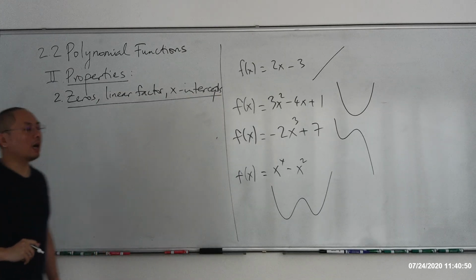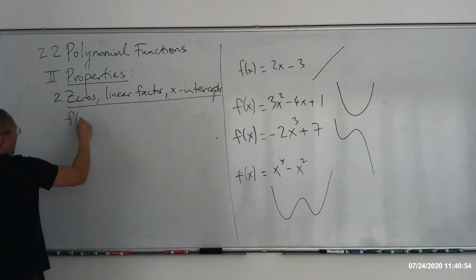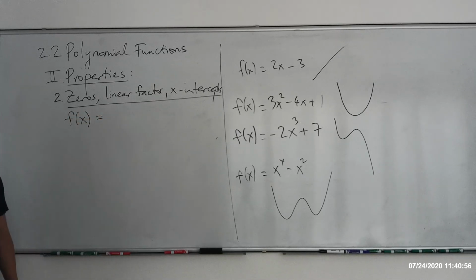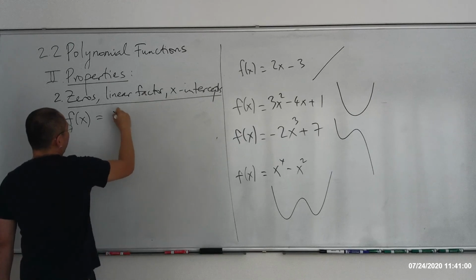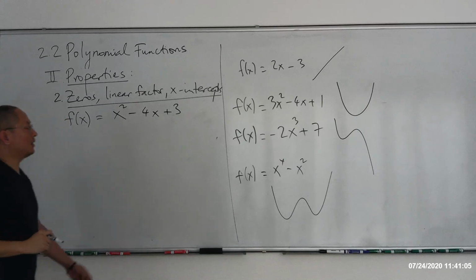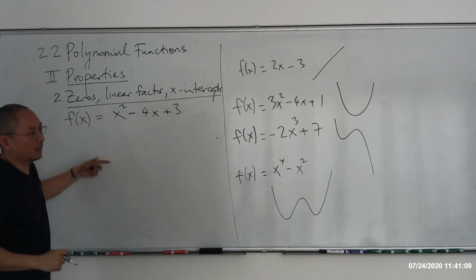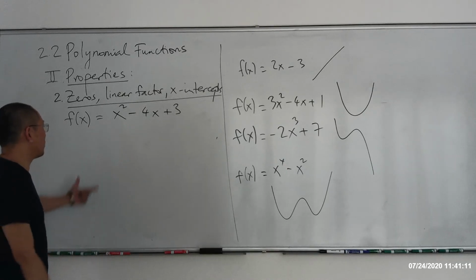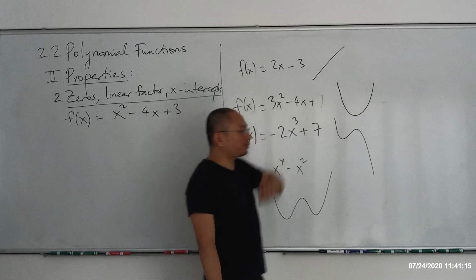Alright, so how are they related to each other? Let's start with an example. Say f of x, let's make a very simple, easy one. F of x is equal to, how about this? X squared minus 4x plus 3. As you see, this is a polynomial of degree 2 with leading coefficient 1. But in short, it's called a parabola, quadratic function. Graph is a parabola upward. Like this one right here.